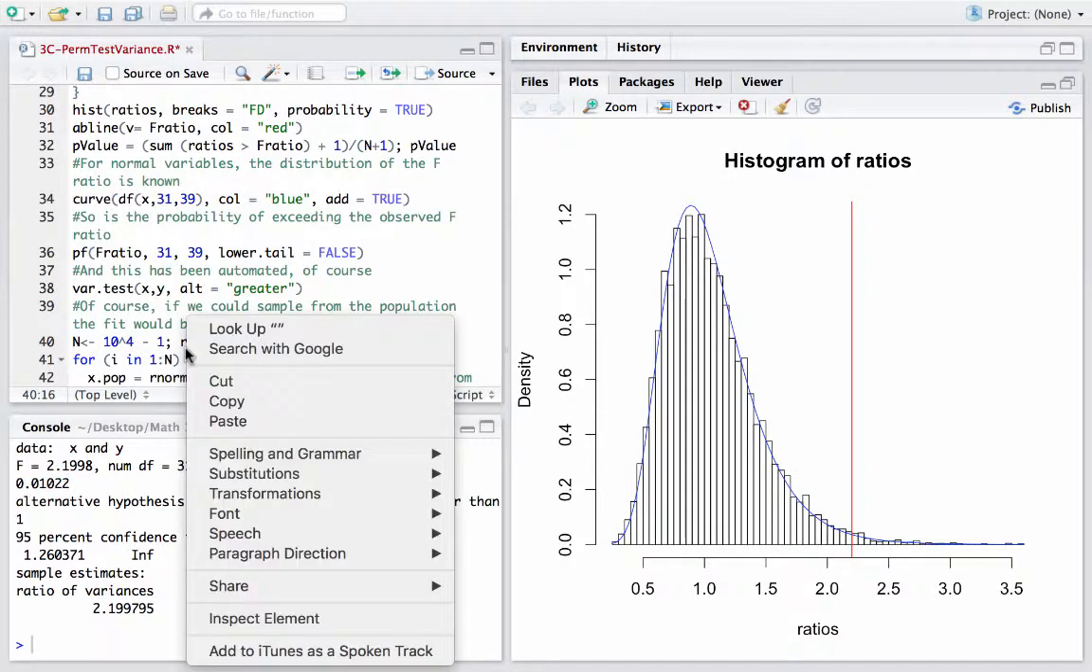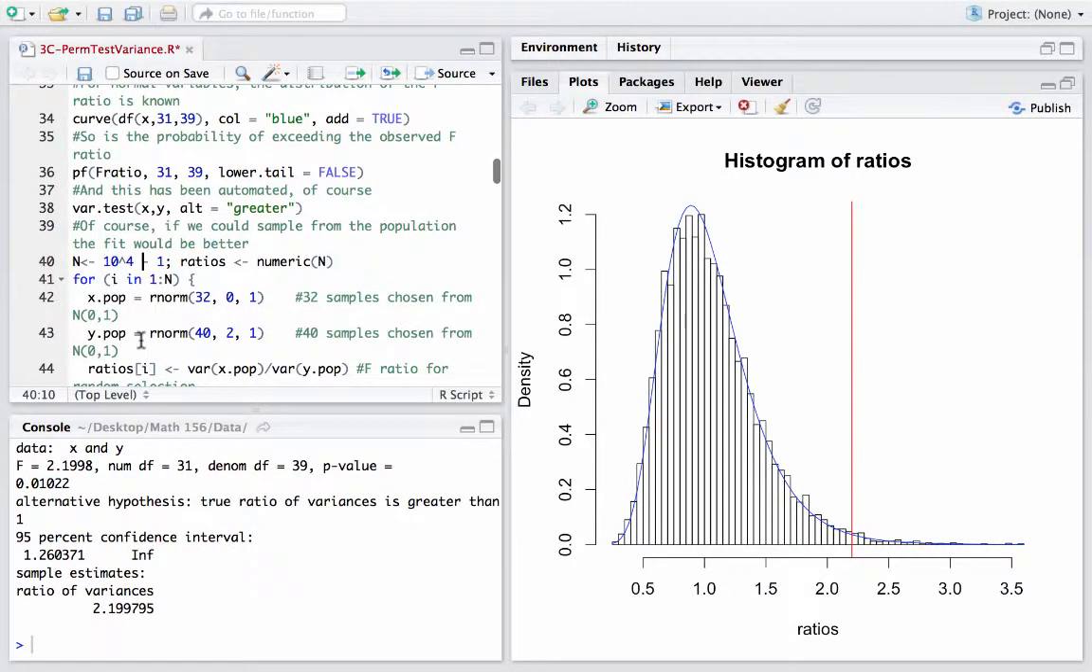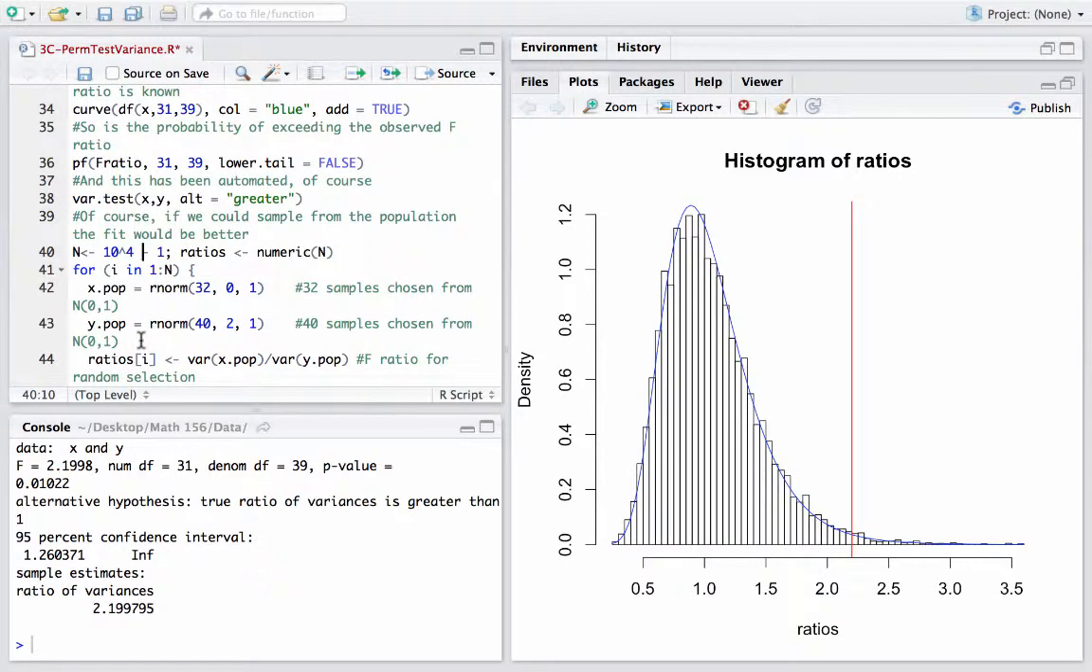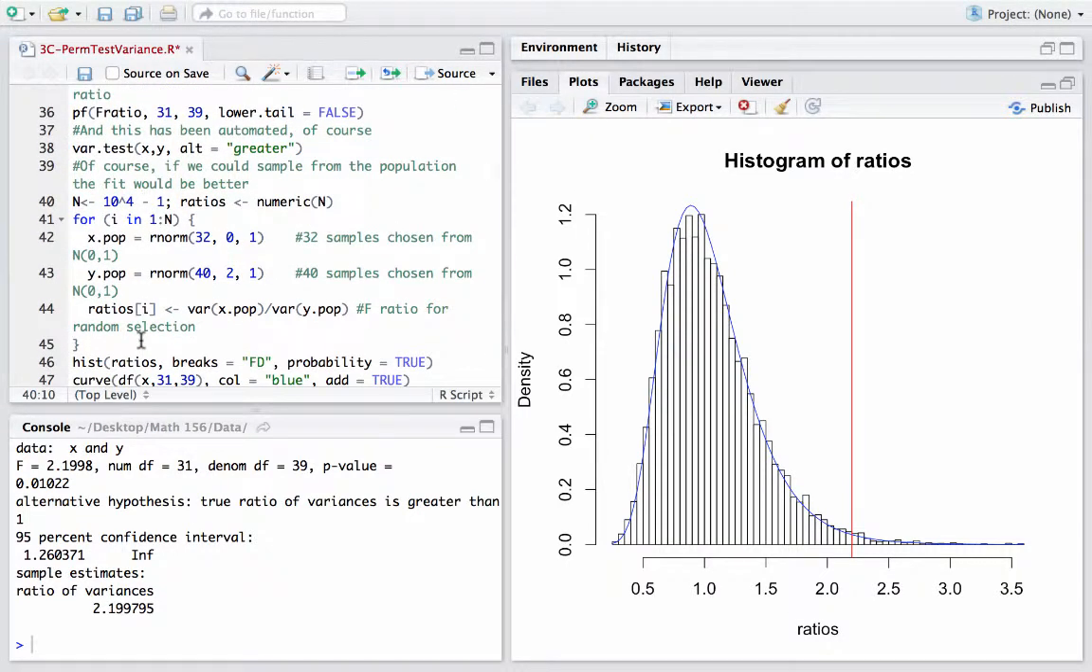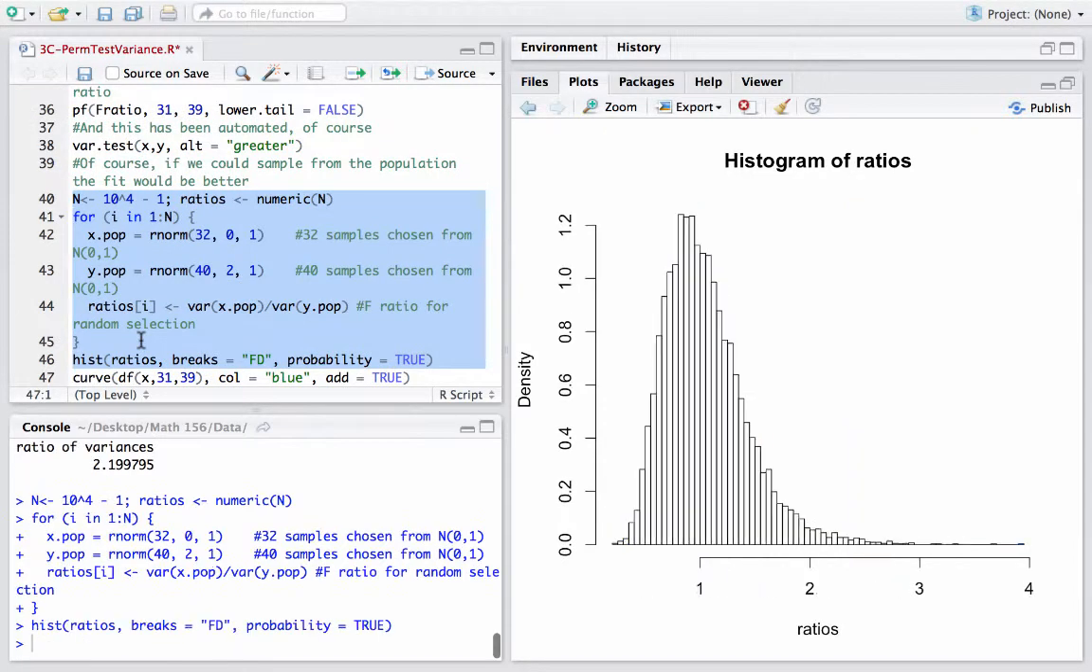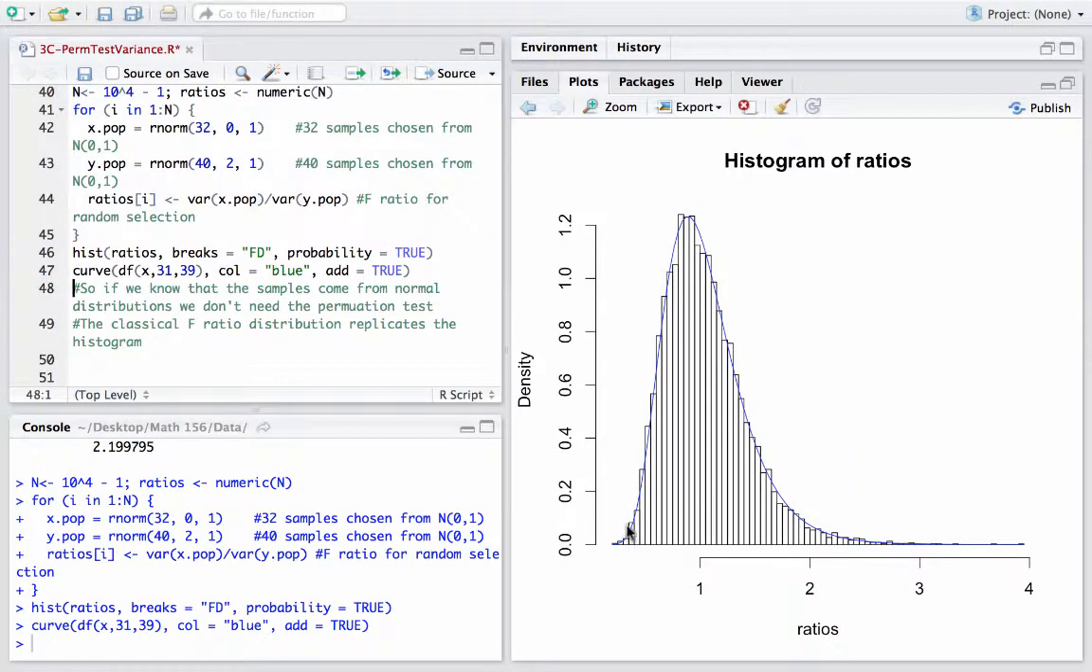Now, as Paul points out, if instead of permuting the limited amount of data we have, we could sample from the true populations, we'd get an even better fit to the F statistic. And this is true because there's only so much information encoded in 72 data points. Shuffling them around can only tell us so much, whereas drawing from the true populations, we can get a much closer fit to the truth. And you see this curve is going to even better approximate the histogram that we get from sampling the actual distribution.